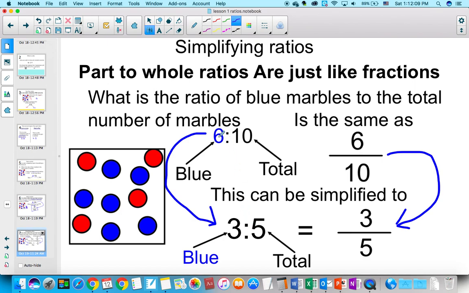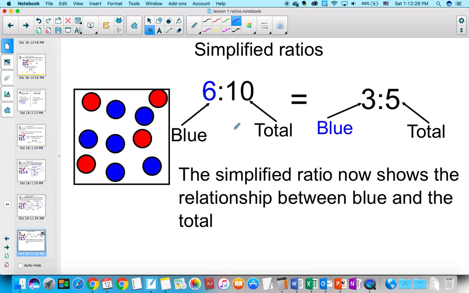And so part to whole ratios can be represented as fractions, and they can be simplified. And so what that means is you must always simplify your ratios. Always simplify your ratios. If you don't, I don't want to take marks off for that. So the simplified ratio now shows the relationship between the blue set and the total set, right?